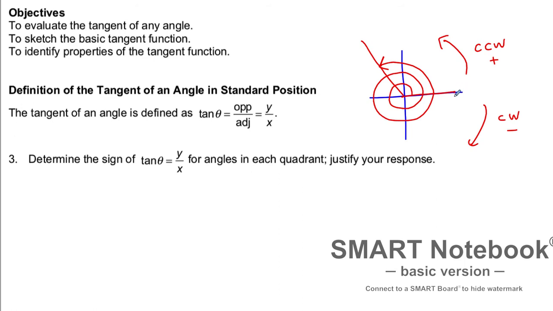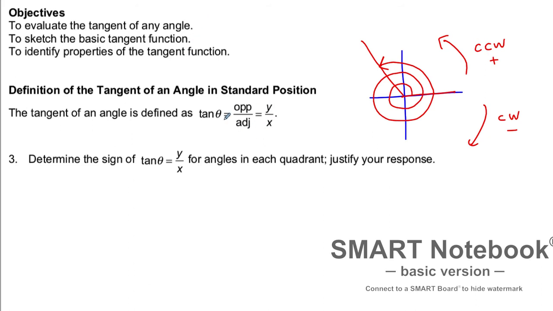Or the angle theta might not even land in a quadrant. It might lie on an axis: 0 degrees, 90 degrees, 180 degrees, 270, etc. So we're going to figure out how to work out the tangent of any of those angles. We're also going to come up with the graph of the basic tangent function and talk about the properties of the tangent function, like the period.